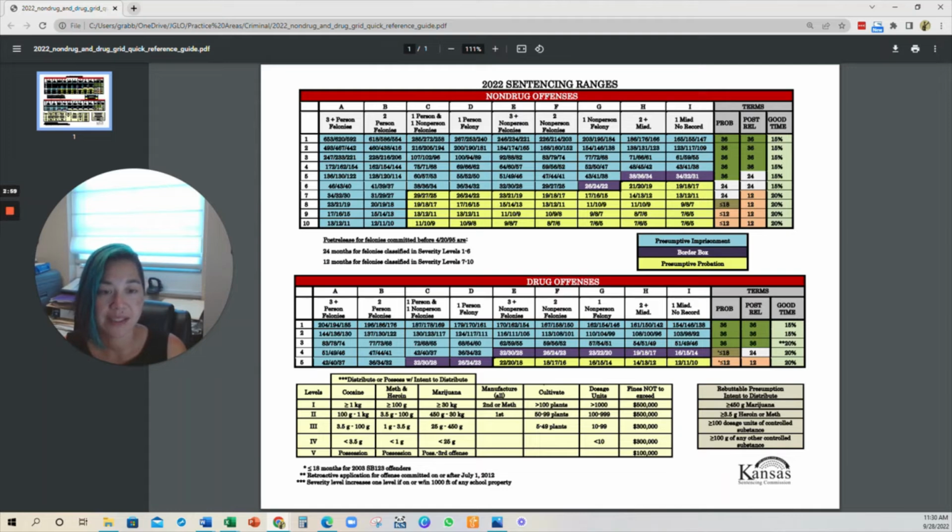These little purple boxes, these are what are called border boxes. So those can go either way. It's neither presumptive probation or presumptive imprisonment. So they can go either way. The blue boxes are obviously presumptive imprisonment.